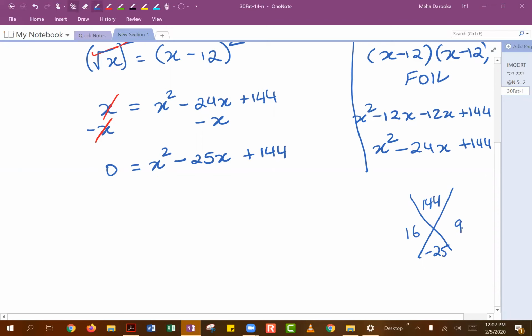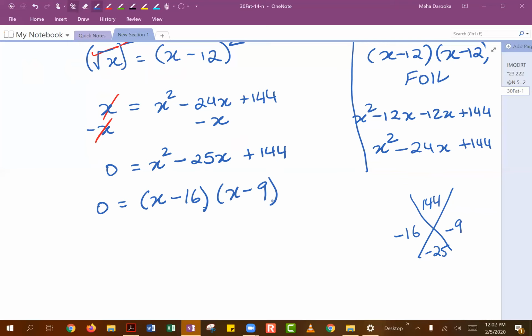Yeah, you could have used the quadratic formula to help you out. All right, so it's adding up to be a positive, multiplying to give you positive 144, but adding to give you negative 25. So what should we do on 16 and 9? Very nice, they should both be negative. So when you factor this, you will have x minus 16 as one of the factors and x minus 9 as the other factor.